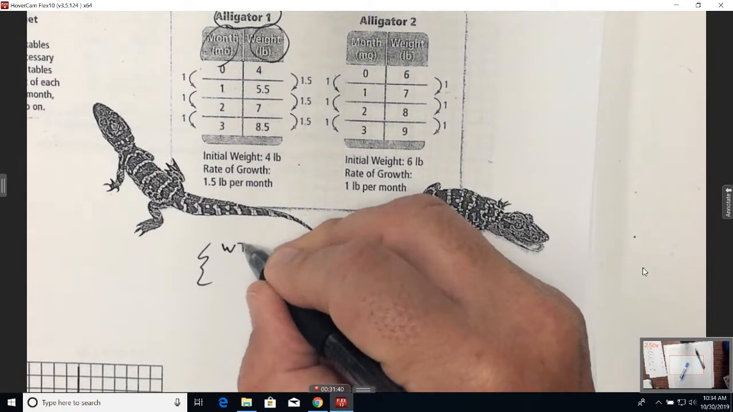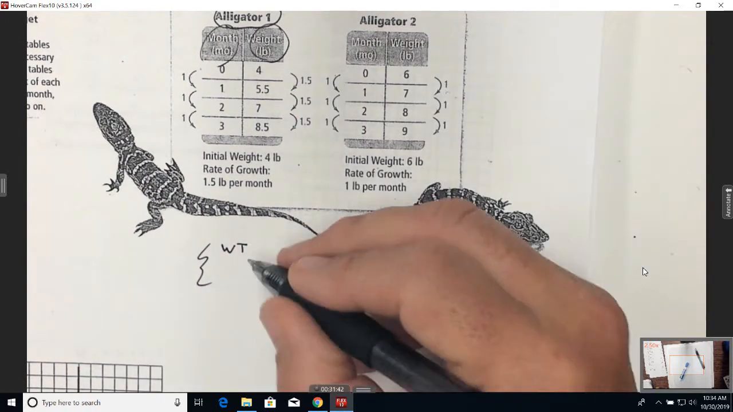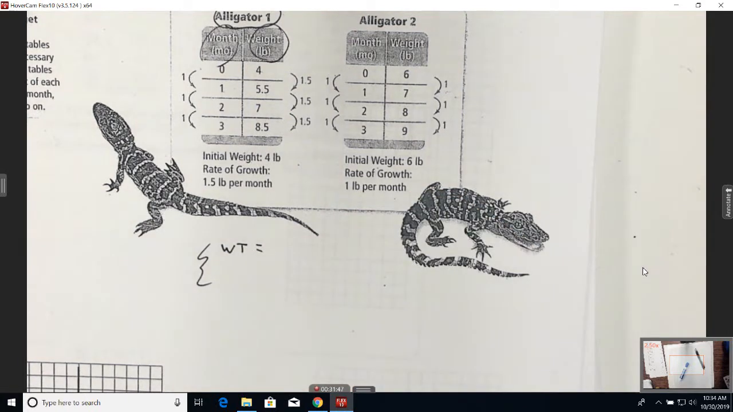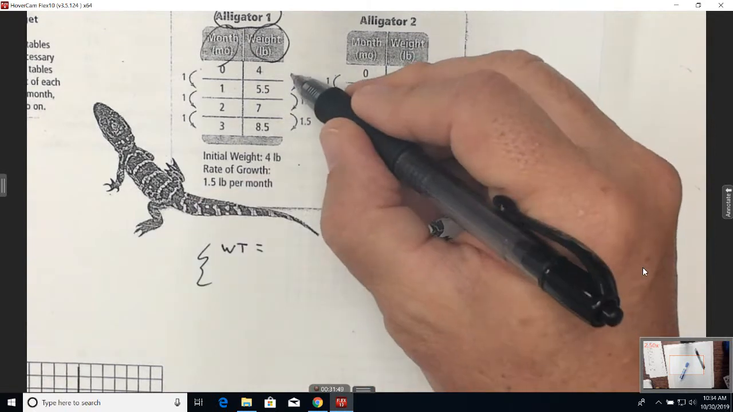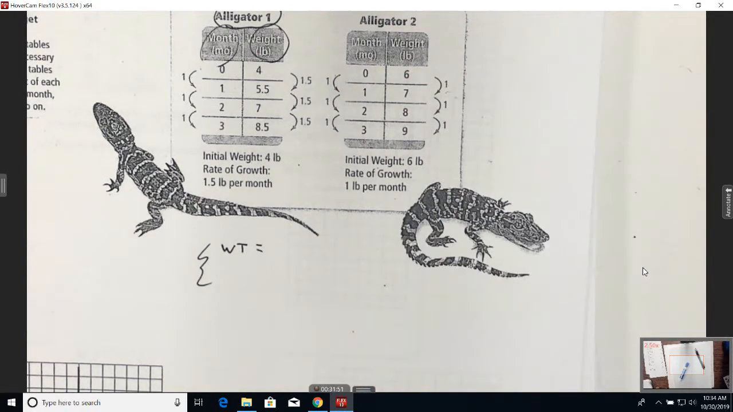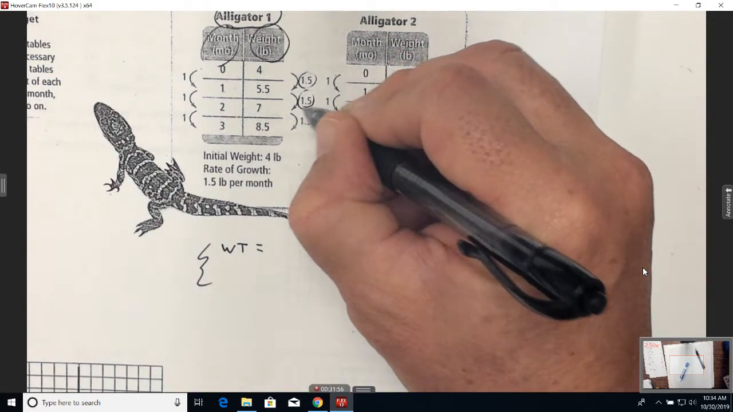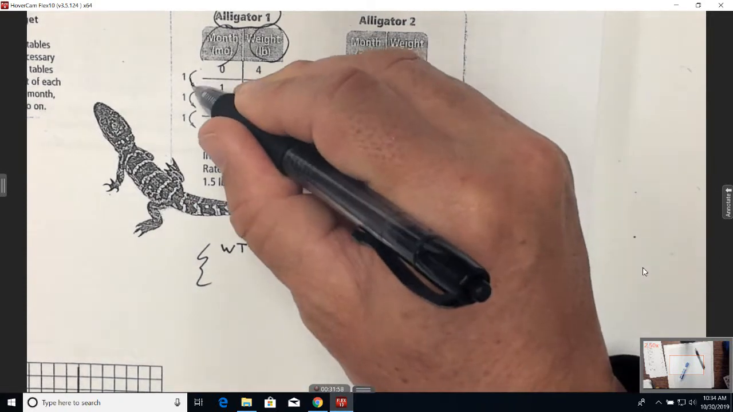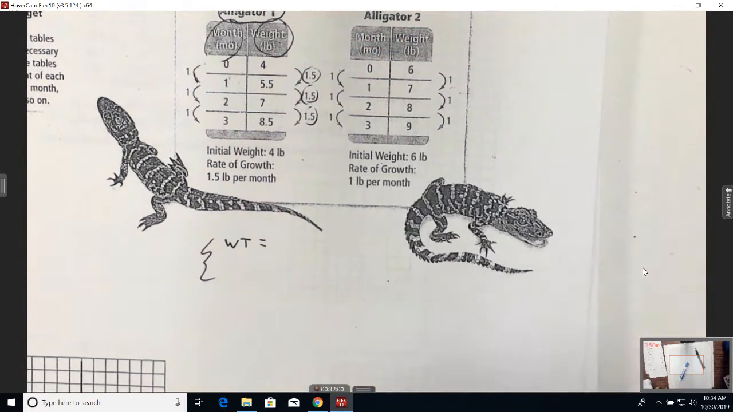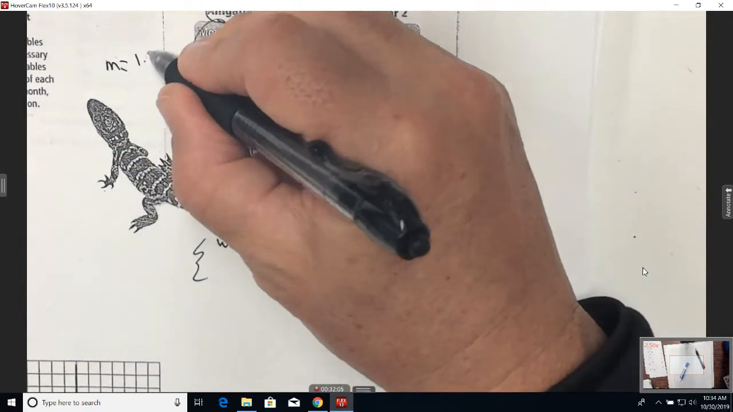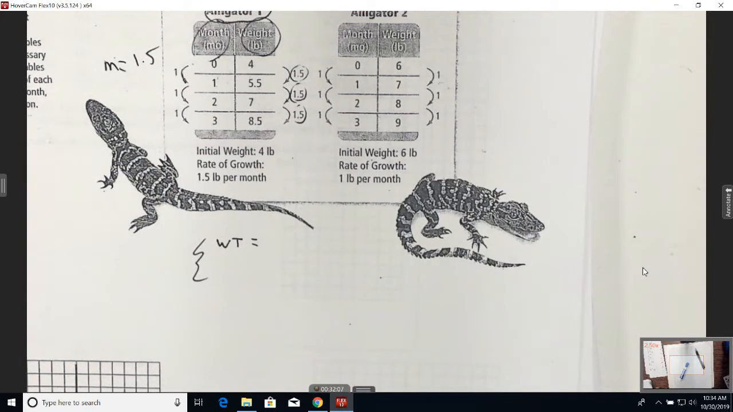The weight of the alligator, right, my output, is dependent upon how old it is. So it's equal to what? How fast is that alligator growing? What is the slope? What's the rate of change? It's going up. It even tells you by 1.5, 1.5, 1.5 as my months are increasing by 1. So what is my slope? 1.5. It's my rate of change. Change in y for change in x, right? That's the last chapter. That's also chapter 2.